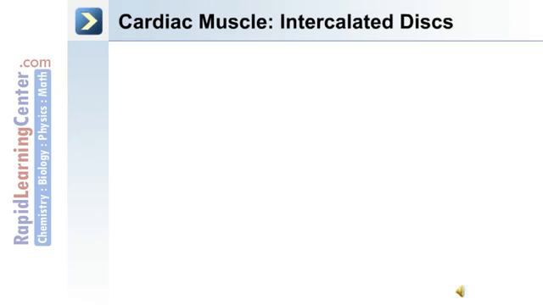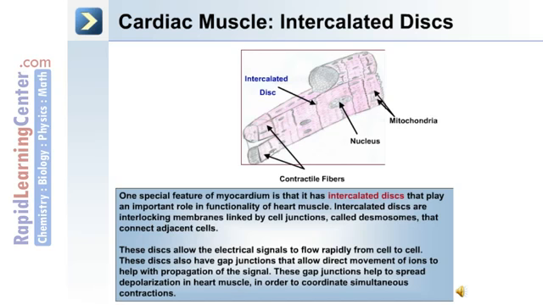The intercalated discs. One special feature of myocardium or heart muscle is the presence of intercalated discs. These play an important role in functionality of heart muscle. These discs are interlocking membranes linked by cell junctions, called desmosomes. These connect adjacent cells together. They allow the electrical signals to flow rapidly from cell to cell. They also have gap junctions that allow direct movement of ions to help with the propagation of the signal. The gap junctions help to spread depolarization in the heart muscle in order to coordinate simultaneous contractions.